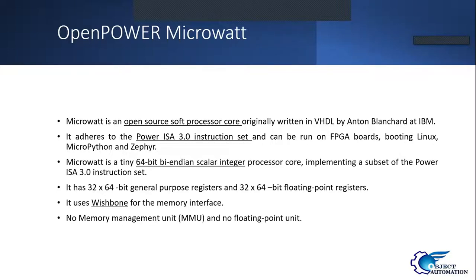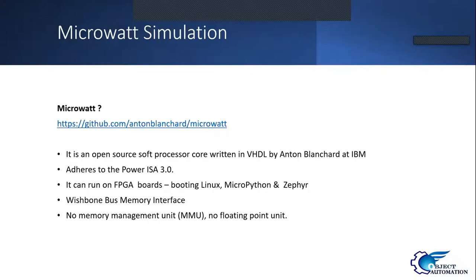And these are some technical things about the Microwatt: it is a 64-bit bi-endian scalar integer processor core, and it implements a subset of the Power ISA 3.0 instruction set, which I just told. It uses 32x64-bit registers. It uses Wishbone for memory interface. There is no floating point unit or memory management unit, but the limited softcore is there to do basic things.